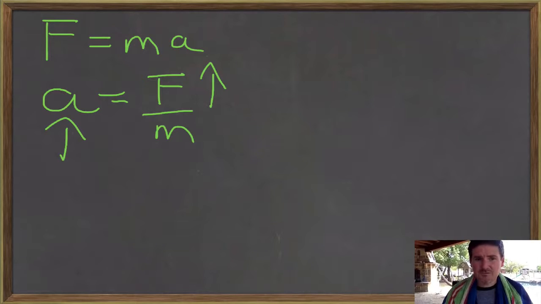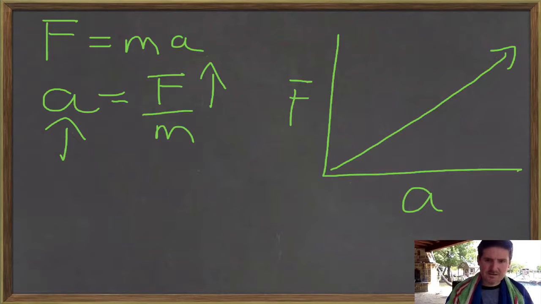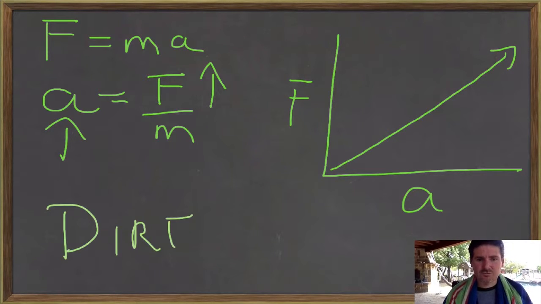If I increase my force here, because they're both in the numerators, the acceleration is going to increase as well. Double the force, you double the acceleration also. This is what we call a direct relationship. If I was to plot this out with the acceleration on the x-axis, the graph of force as it changes would look something like this. Basically, as the acceleration is increasing in this direction, the force is increasing in this direction. We call that a direct relationship.